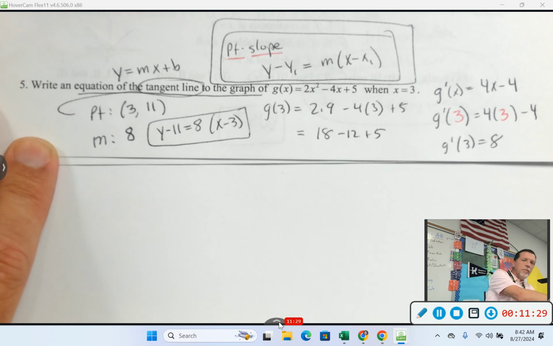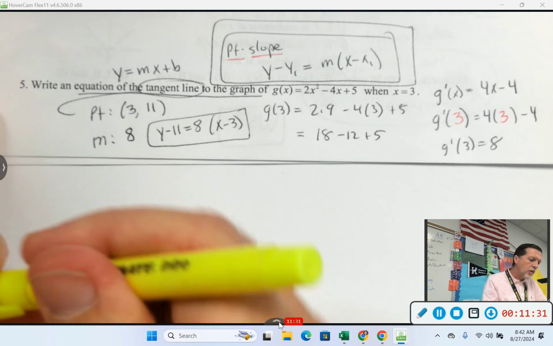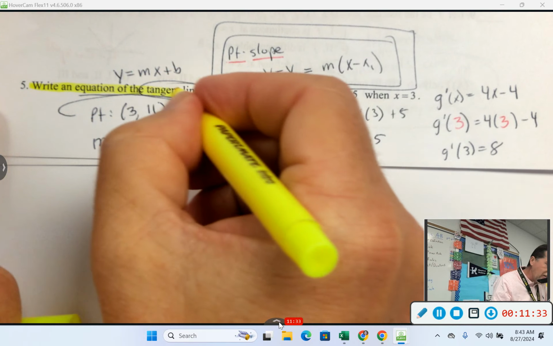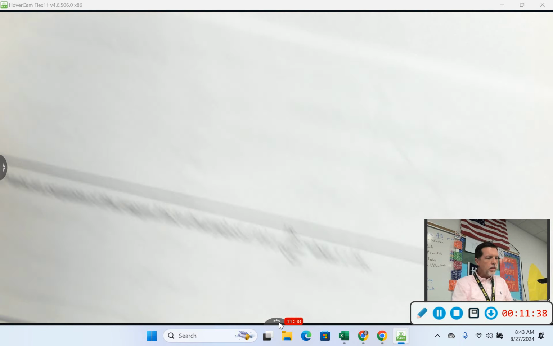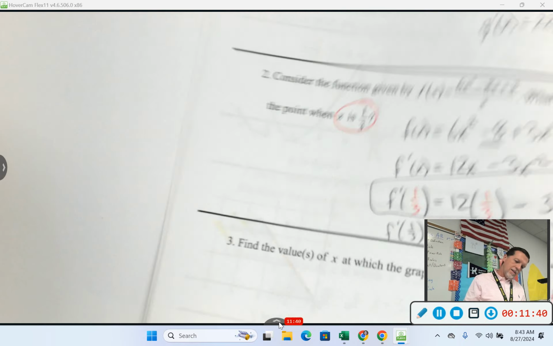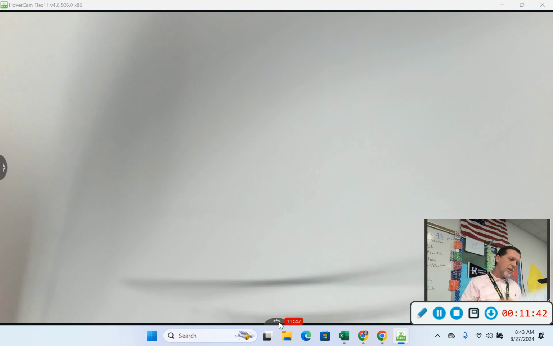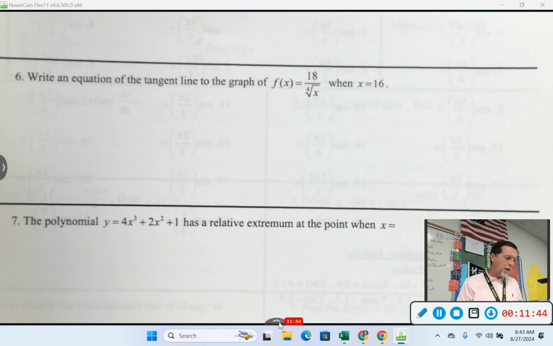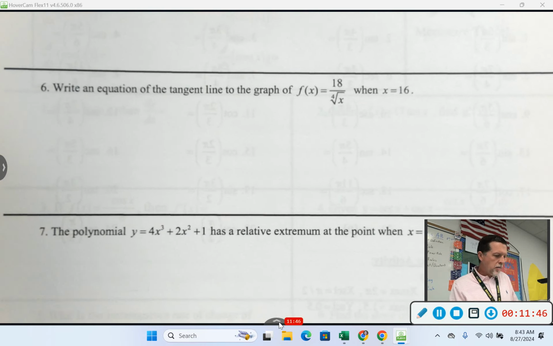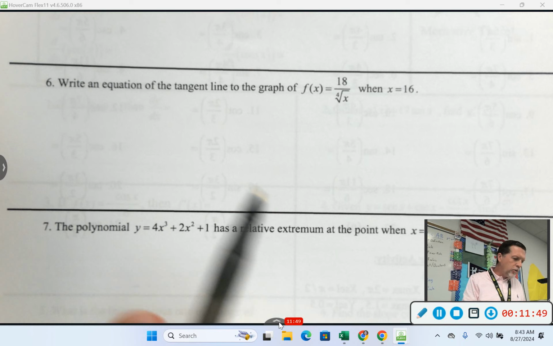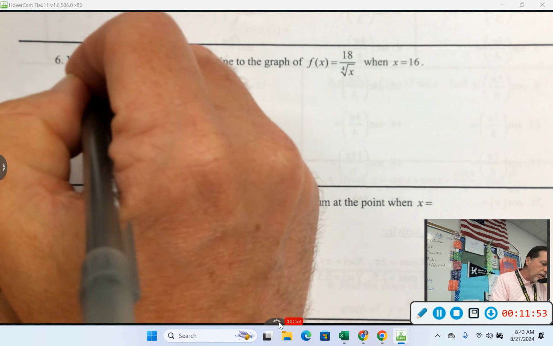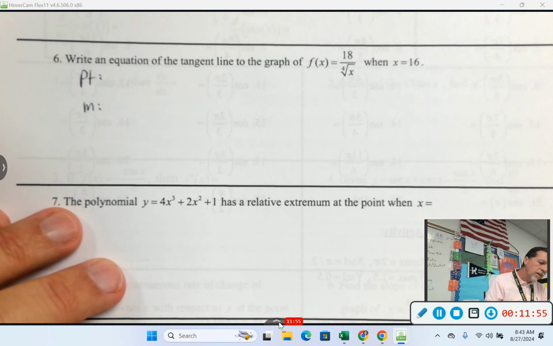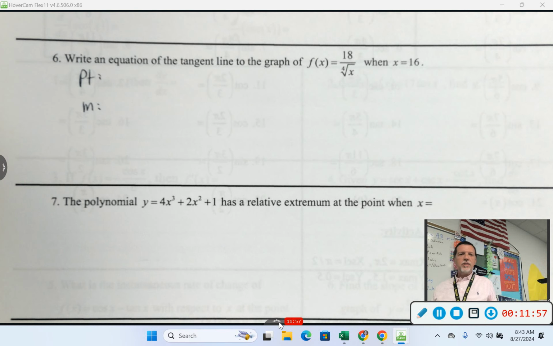Another super common calculus question is write the equation of the tangent line. You're going to do that a lot. No wonder that's spaced wrong. Look at all that empty space at the top of the next page. Why don't you try number 6? Write the equation of a tangent line. So you need a point and a slope. So there's a couple steps there. Why don't you try number 6?